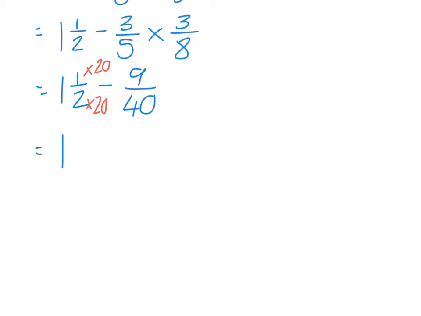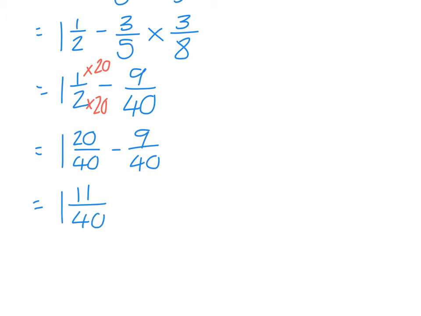So that's 1 and 20/40 subtract 9/40. So that's going to be 1 and 20/40 take away 9/40 is 11/40. The fraction part can't be simplified, so that's our final answer, 1 and 11/40.